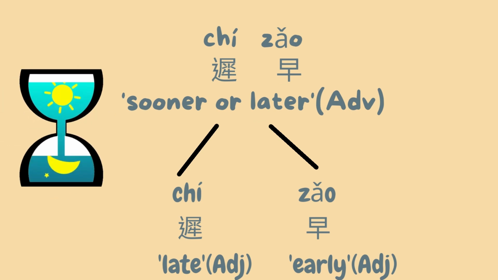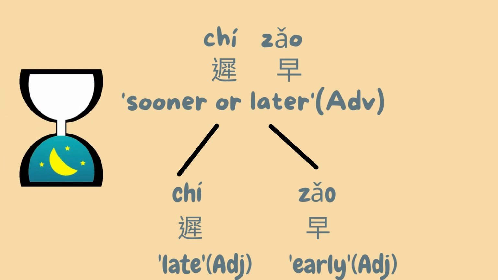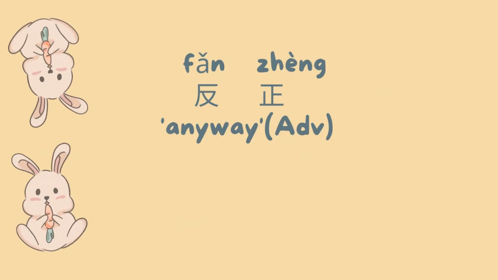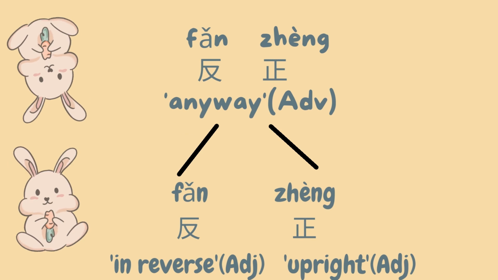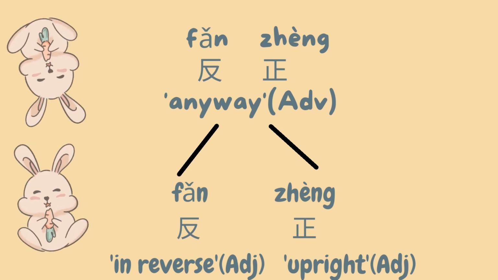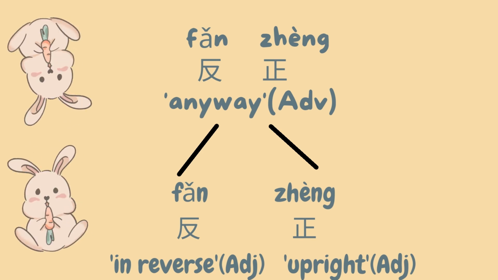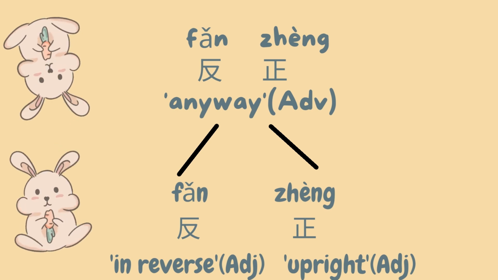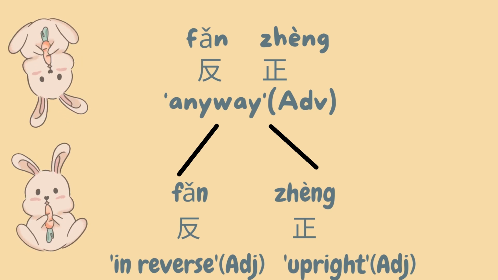The next one is 迟早, sooner or later, an adverb. The constituent characters 迟, late, an adjective, and 早, early, an adjective, are antonymous. The meaning of the word they form is the combination of the two characters that make it up: sooner or later, an adverb. The final example is 反正, anyway, an adverb. The constituent characters 反, in reverse, an adjective, and 正, upright, an adjective, are antonymous. The meaning of the word they form is the combination of the two characters that make it up. Anyway, an adverb.